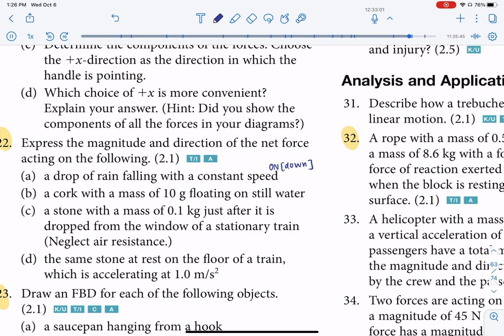What does the free body diagram look like for the sign in this case here? So there's gravity going down.